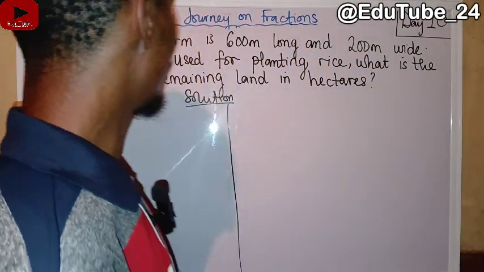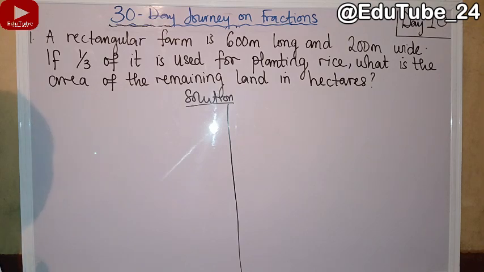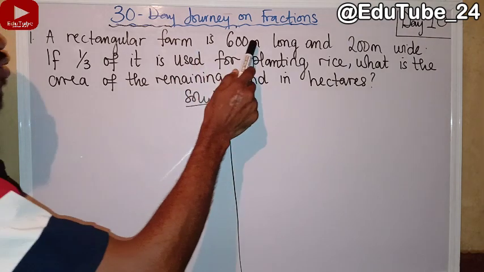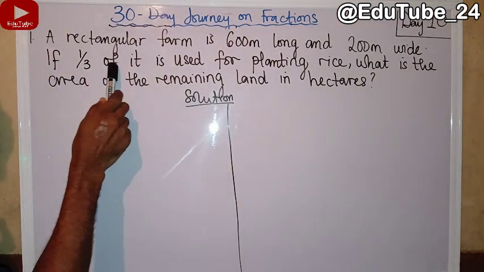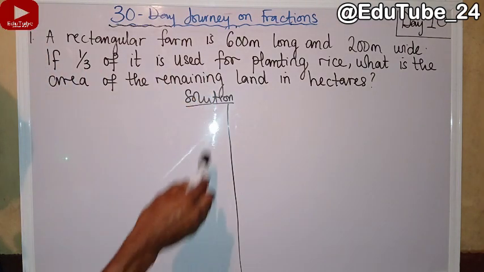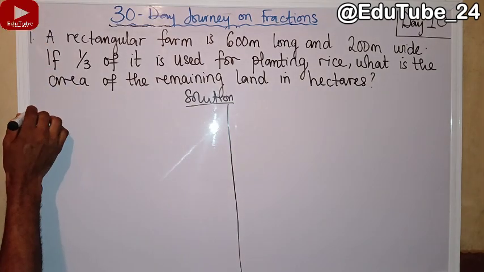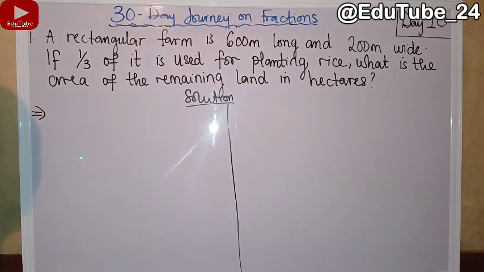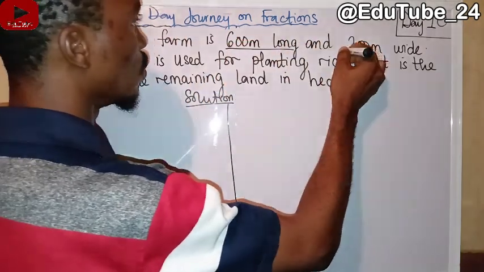Okay, so let's look at our first question for today. The question says a rectangular farm is 600 meters long and 200 meters wide. If 1/3 of it is used for planting rice, what is the area of the remaining land in hectares? Okay, so to go about this question, first of all, we take it bit by bit. A rectangular farm is 600 meters long and 200 meters wide.